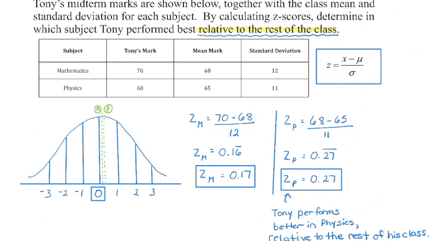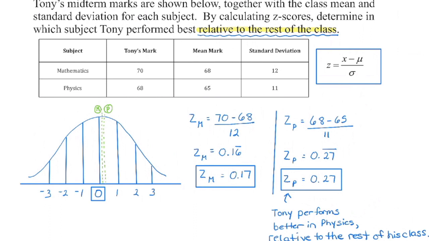So there's not much difference. 0.17 is going to be about almost 2/10 over, and 0.27 is, again, just barely over 2/10 over. So we can see, compared to the rest of the class, he did slightly better in physics than he did in math.